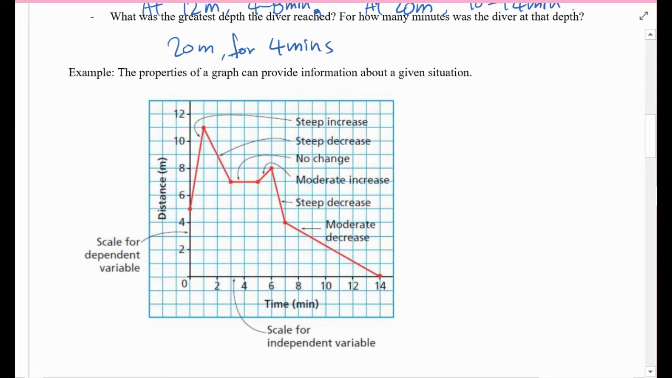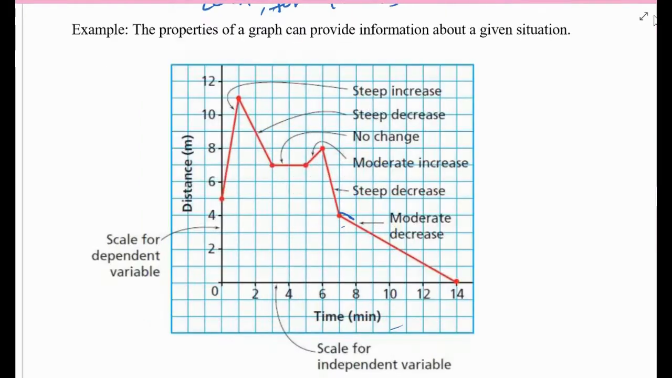Here's another example. The properties of a graph can provide information about a given situation. Look at this graph. Before we start, you always think about the scale: the scale for the dependent variable and the scale for the independent variable. This graph is telling you the distance from home over time. The scale: 1 box is 1 minute horizontally, and 1 box is 1 meter vertically.